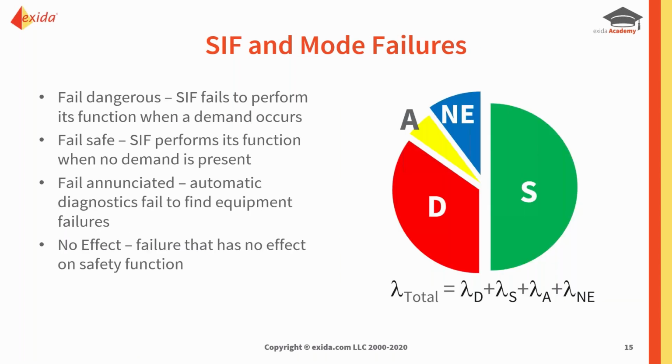So if we look at our pie for the total failure rate, you can see that we can split it into the dangerous components, the safe, enunciated, and no effect. So dangerous, as I've said, this is where the SIF will fail to perform its function when a demand occurs if we have a dangerous failure that we haven't found. The safe failures, it'll just trip when we don't want it to trip, of course. And enunciated, as I said, the diagnostics are failing to run, so we can't find potential equipment problems. And no effect has absolutely no effect on safety.